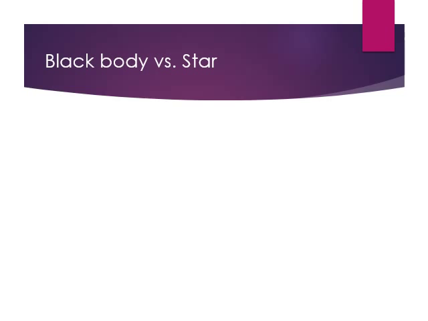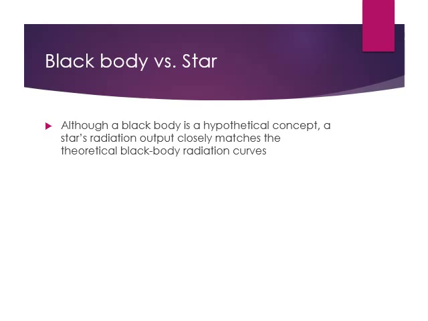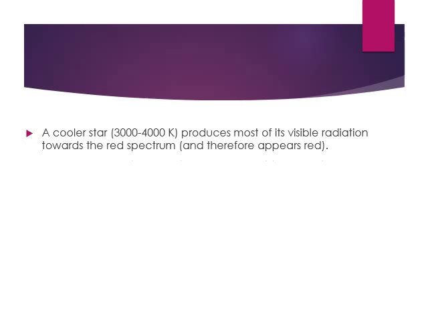So let's have a look at a black body as opposed to a star. Although a black body is a hypothetical concept, a star's radiation output closely matches the theoretical black body radiation curves. The surface temperature of stars can be estimated by observing their colour. So a cooler star in the 3 to 4,000 Kelvin range produces most of its visible radiation towards the red end of the spectrum and therefore appears red.